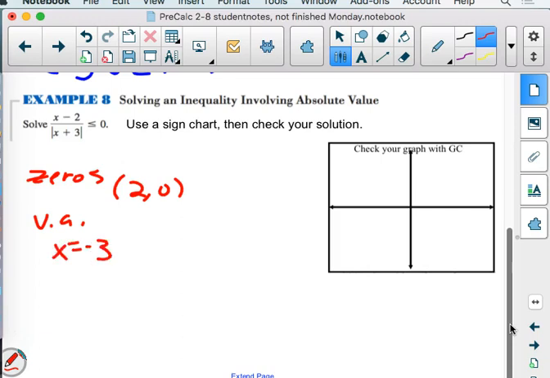And if you're thinking, but it has absolute value, well, we'll think through it all the way. It's still going to be 0 in the denominator if we put that up there. So that's what we have for our sign chart so far. We've got a negative 3 and a 2.